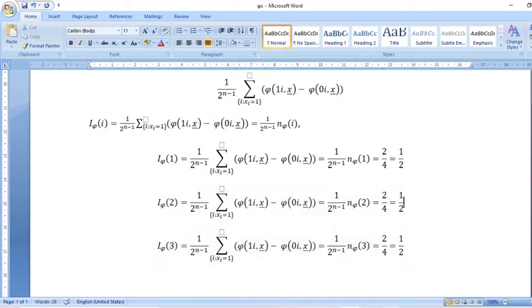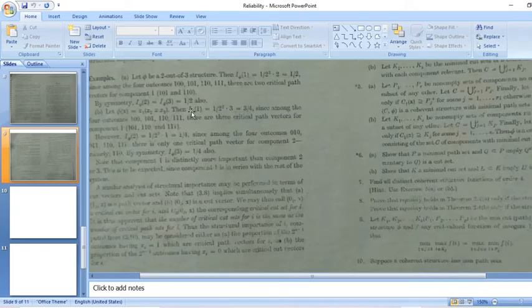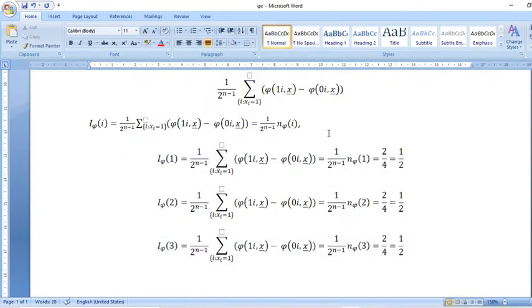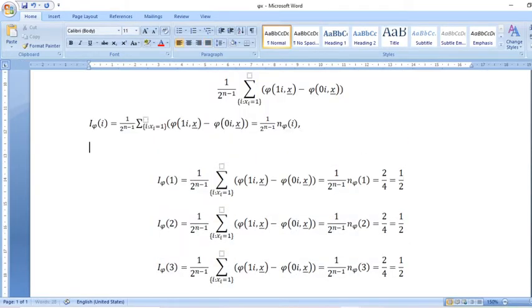Okay, so that is an example. Now let us look at this structure, that is x1 into x2 union x3. What is this example? Example of a 2 out of 3, not 4, 3 system.